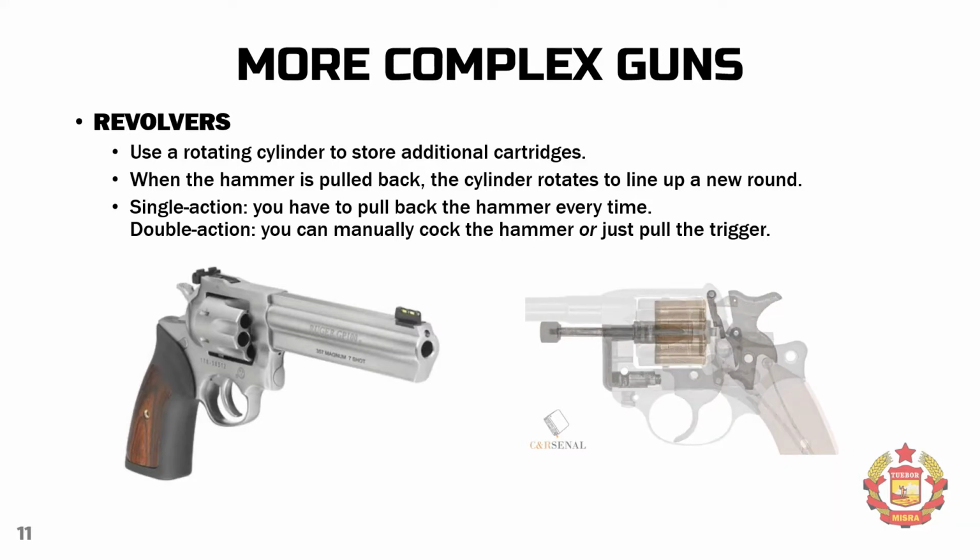So we've also got single and double action revolvers. The single action, you have to pull the hammer back every time. So the trigger will only drop the hammer. The double action, it does two actions, right? It pulls the hammer back and drops it, and it cycles the cylinder. So double action, you can manually cock the hammer, or you can just pull the trigger. If you just pull the trigger and don't manually cock the hammer, since it is doing two actions, it's going to be a little heavier of a pull.